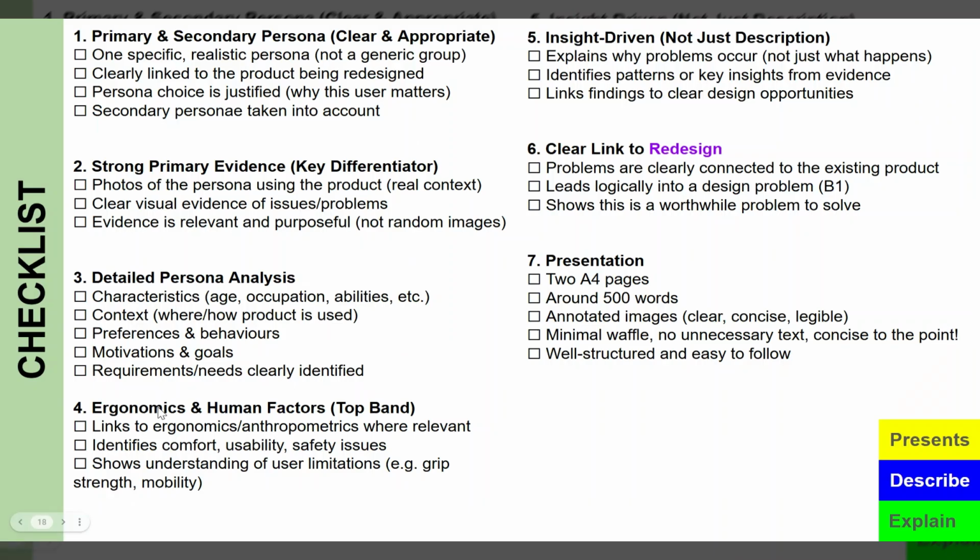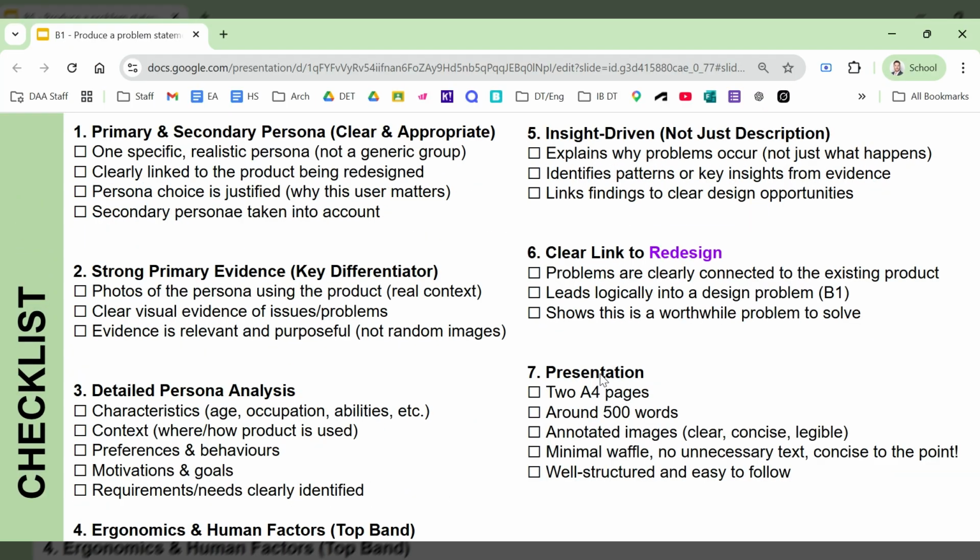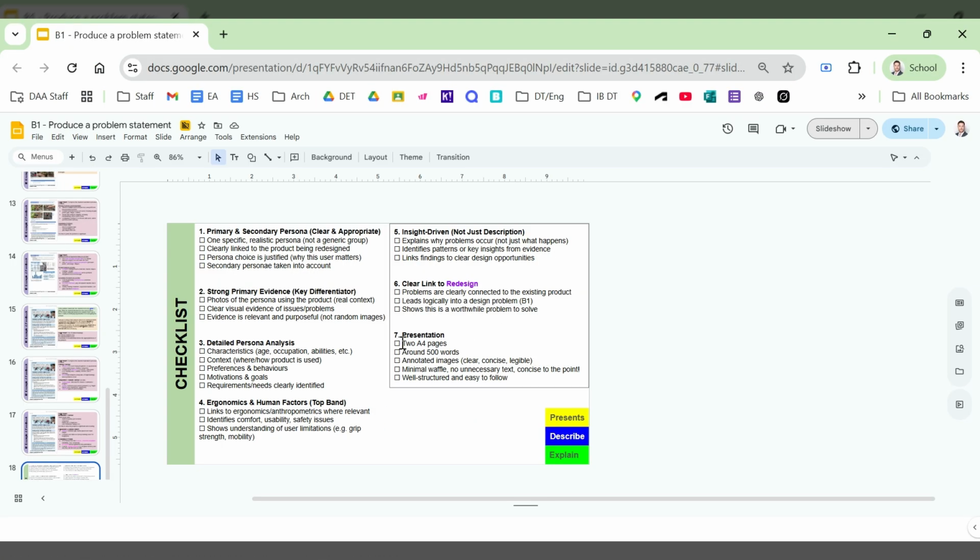So you've got ergonomics and human factors here, detailed persona analysis, insight driven, clear links to the redesign. So problems are clearly connected to the existing products, leads logically into a design problem, shows this is a worthwhile problem to solve. That is probably one of the most important points here on the page. And then your presentation, it's going to be 1 to 2 pages for this. You've got around 500 words for this. So I'll just change that to 1 here.